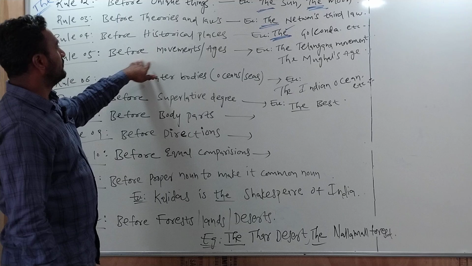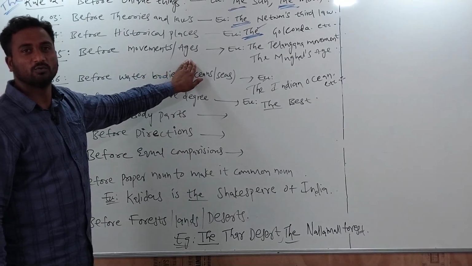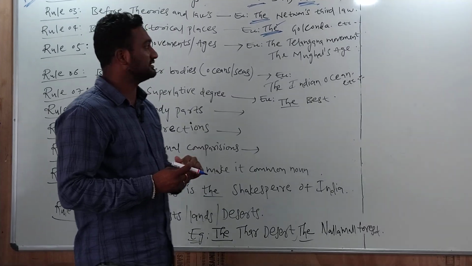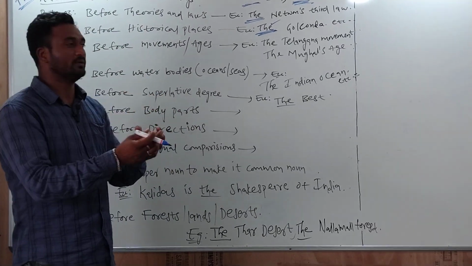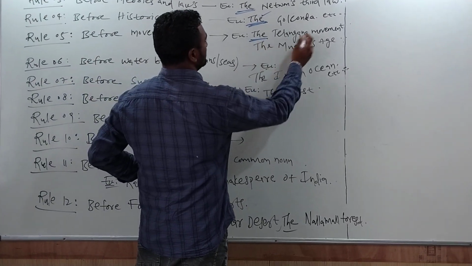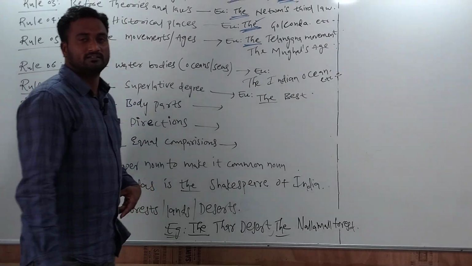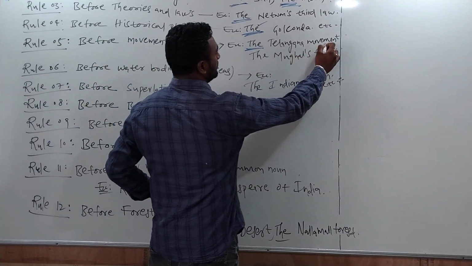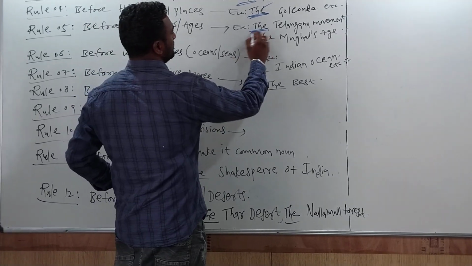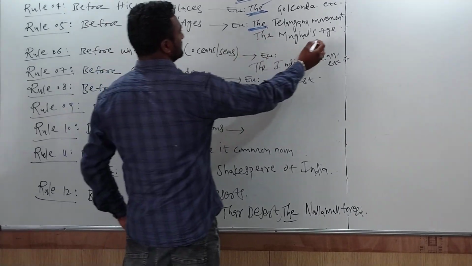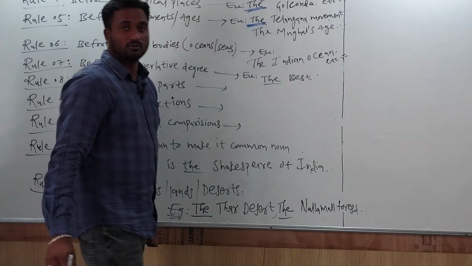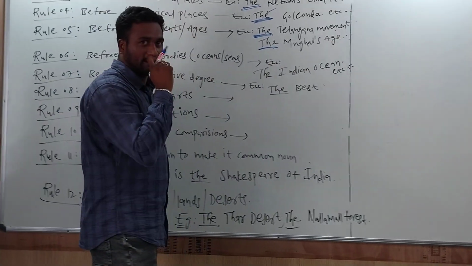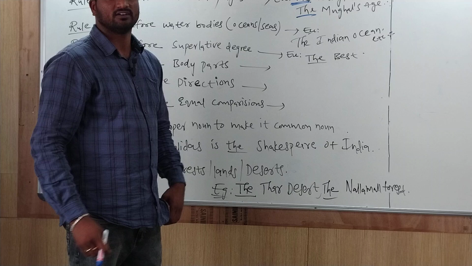And rule 5, before movements or ages. Movements means any struggles, like for freedom, any movements. So whenever you want to say something about a movement, you should use article the: the Telangana movement, the Andhra movement, like the Jayandhra movement. And age means ruling era. So the Mughals era, the Mughals age, the Satavahanas age, the Satavahanas era.